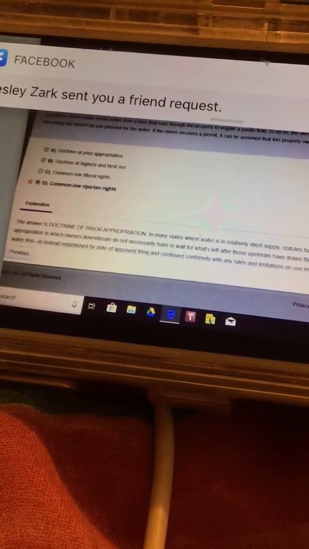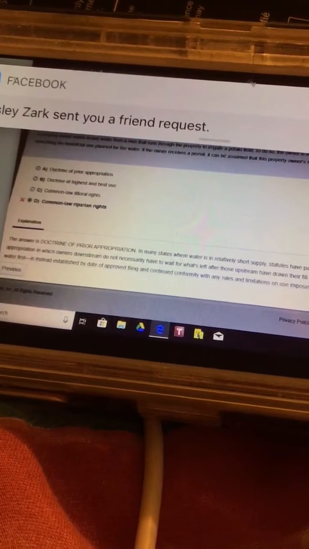The answer is A. Doctrine of prior appropriation. In many states where water is relatively in short supply, statutes have been passed authorizing a system of prior appropriation in which owners downstream do not necessarily have to wait for what's left after those upstream have drawn their fill. Priority, who gets to appropriate water first, is instead established by date of approved filing and continued conformity with any rules and limitations on use imposed by the jurisdiction.